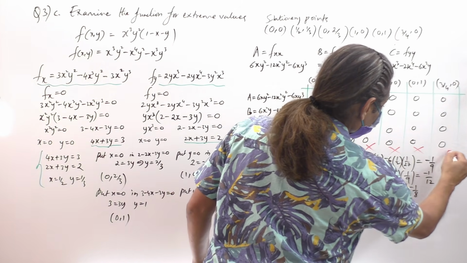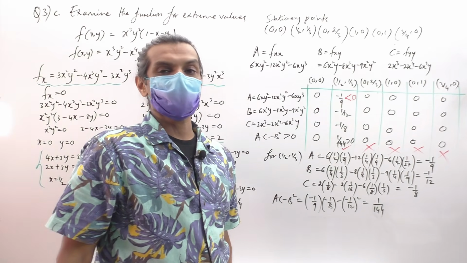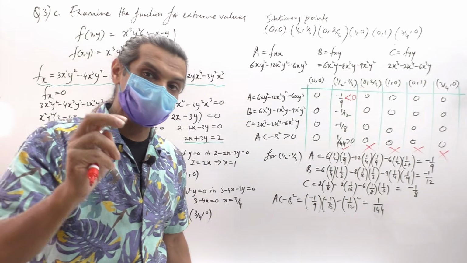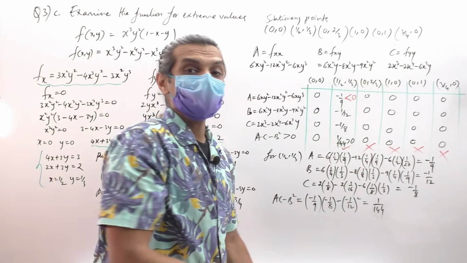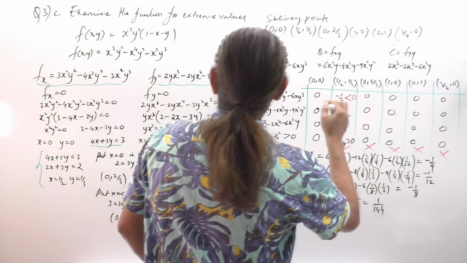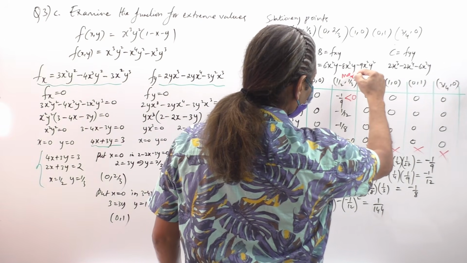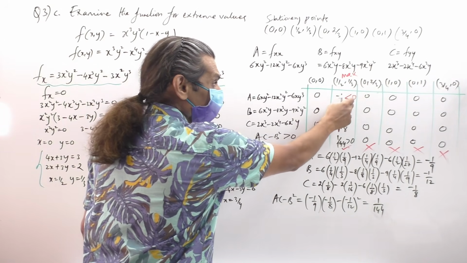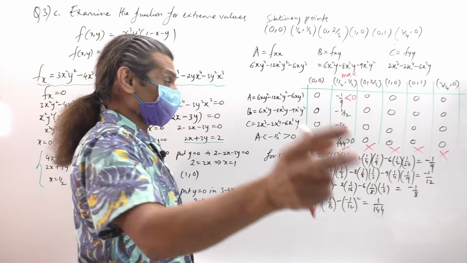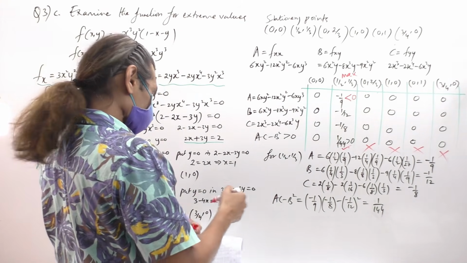This we don't take, because the compulsory condition for a function to have maximum or minimum is that AC minus B square should be greater than 0. If it is lesser than or equal to 0, then it is a don't care condition, invalid. So for the whole question there is only one value, that is the maximum value. Why? Because here the value of A is lesser than 0 and the condition AC minus B square greater than 0 is satisfied. So only one value, the maximum value.